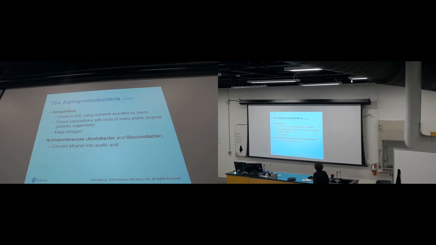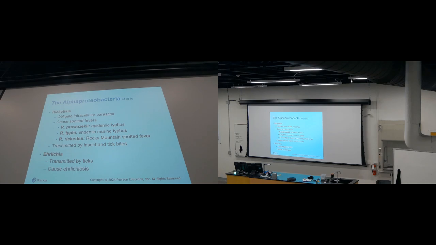Another member of alpha proteobacteria is Azospirillum. This bacteria grows in soil and uses nutrients that are excreted by the plants, and in some cases can form associations with roots of many plants, like tropical grasses and sugarcane, and it fixes nitrogen. So it lives in symbiosis with plants. In Acetobacteriaceae, we have two members, Acetobacter and Gluconobacter. These bacteria are used in the food industry to produce ethanol and acetic acid.